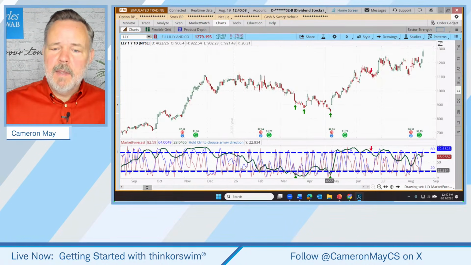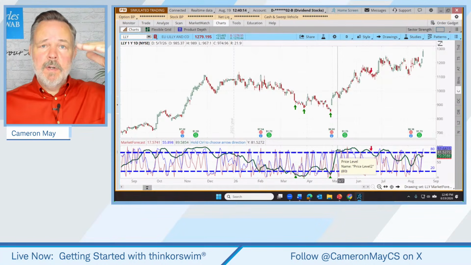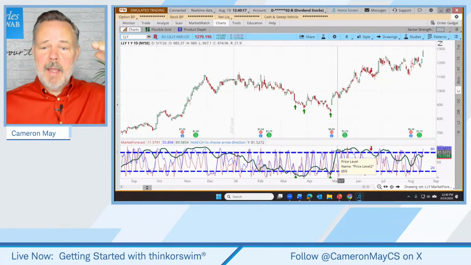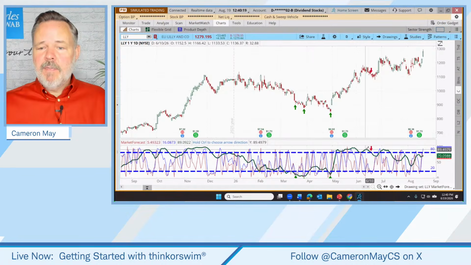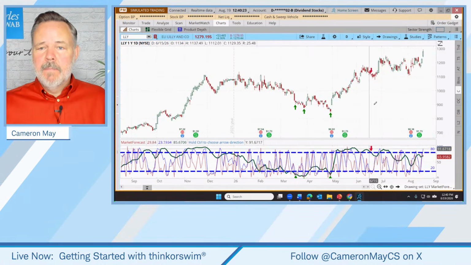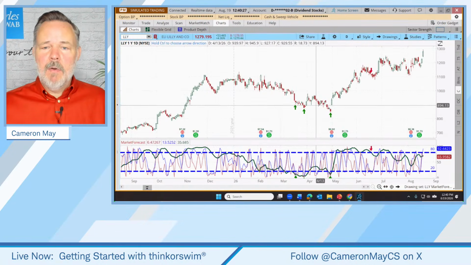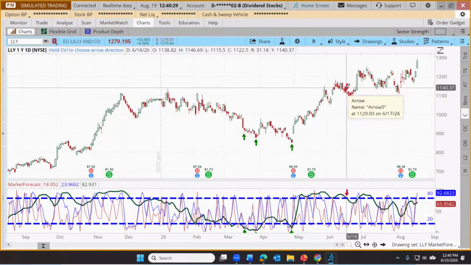But in any of those entries, we might be looking for that green line to get up above 80. Now we're up into the overbought area. And if it starts to fade below 80, there's our exit. So that's where we would identify this. So our entry might have been here, here, or here, with an exit up there.